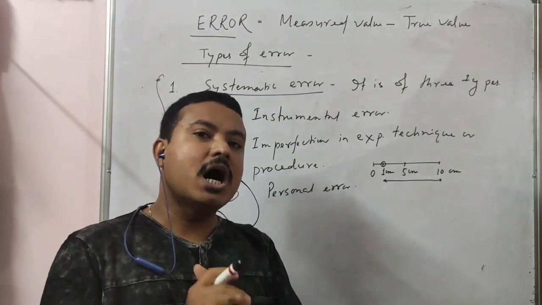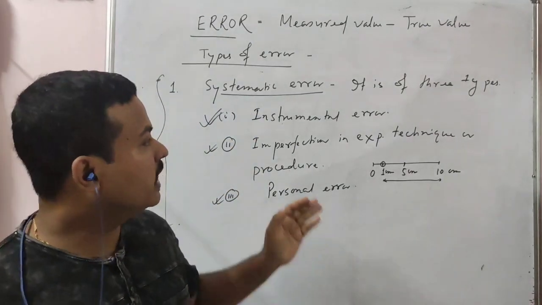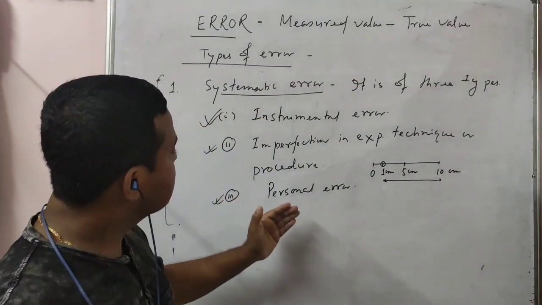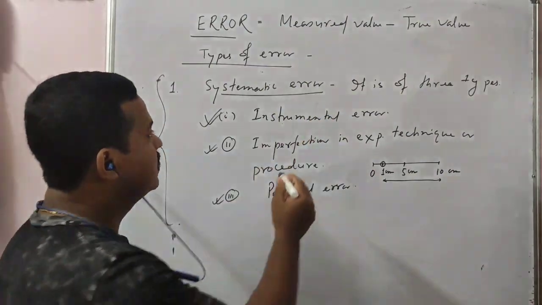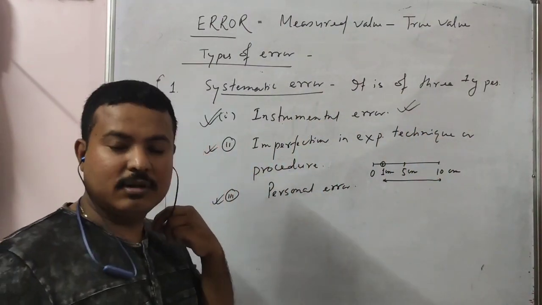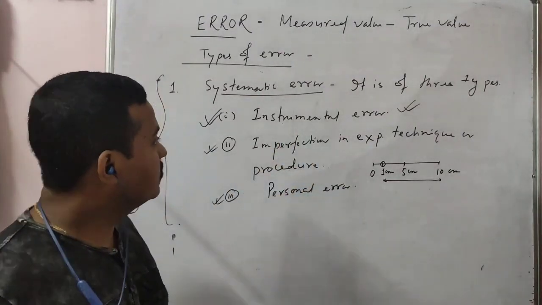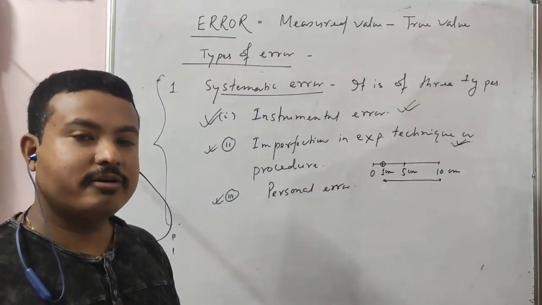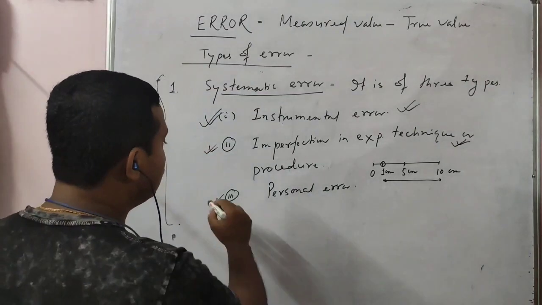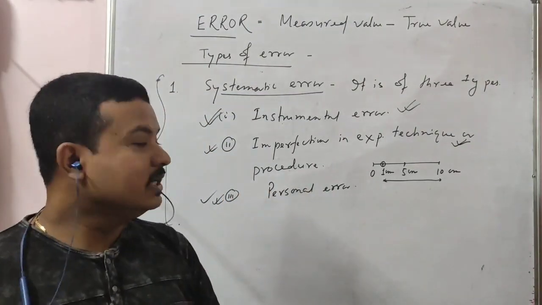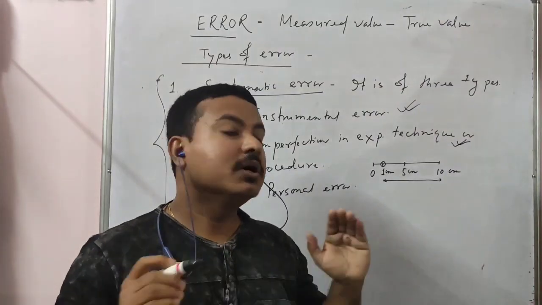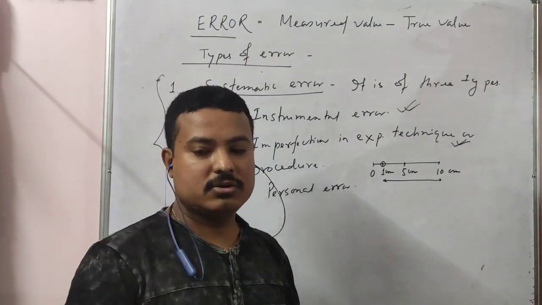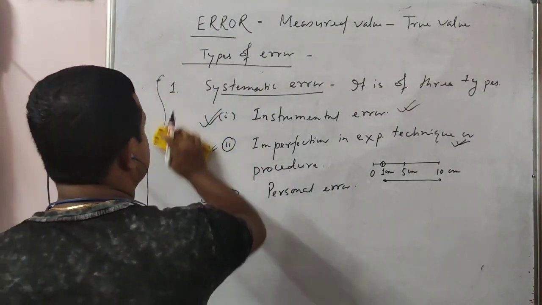Now the point is how to minimize systematic errors. First of all, we cannot make it 0, but we can minimize it. In order to minimize it, first of all you should use the right instrument. Number 1, the instrument should be the correct one. Then second, we should use the right techniques, the correct method. And third, we should reduce or minimize the personal bias. If we follow these techniques, then we can minimize systematic error. Okay, so this is all about systematic error.